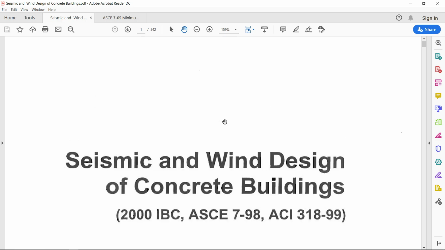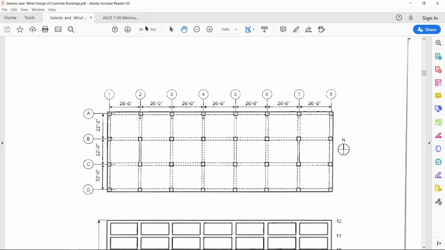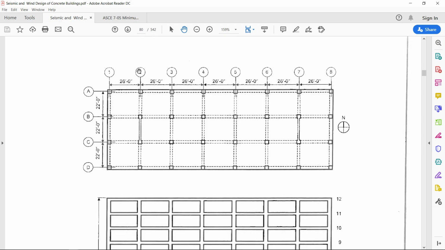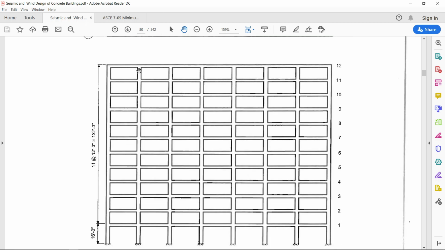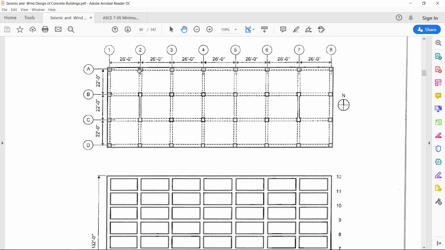And in this book, there was an example which inspired me. This example is something like this. It is a 12-story building with an overall height of 148 feet. In the north-south direction there are 3 bays, and in the east-west direction there are 7 bays.